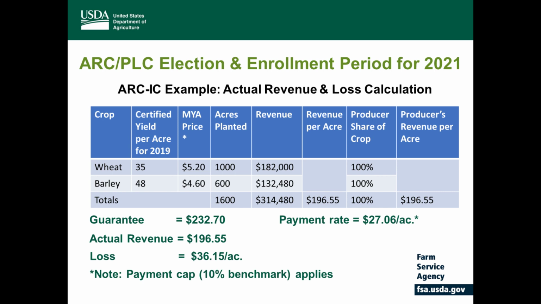But remember, our payment is capped at 10% of the benchmark. So our cap of the benchmark is $27.06. So in this calculation here, we would only get to use our 10% cap for our payment rate for our ARC-IC calculation.